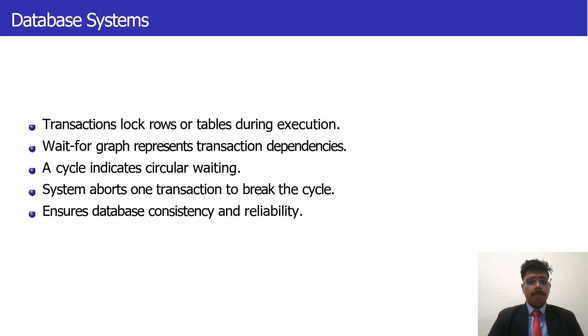Database systems. In database systems, transactions often lock rows or tables. If two transactions wait for each other's locks, a cycle forms in the wait-for graph. The system detects the cycle and aborts one transaction to break the deadlock. This ensures database consistency and reliability.